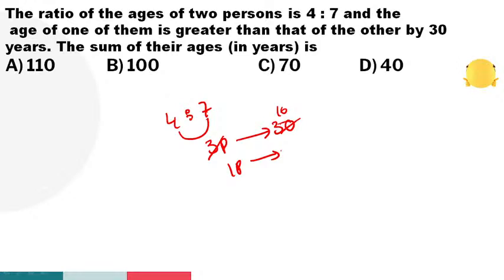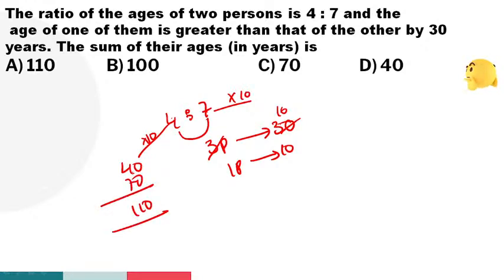3 ones are 3, 3 tens are 30. So one part is 10 years. Find out the first person's age. The first person is 4 parts. One part is 10 years. 4 into 10 is 40. The second person is 7 parts. 7 into 10 is 70. The sum of their ages is how much? 40 plus 70 is 110. That's why option 1 is the right answer, guys. Clear, all of you?